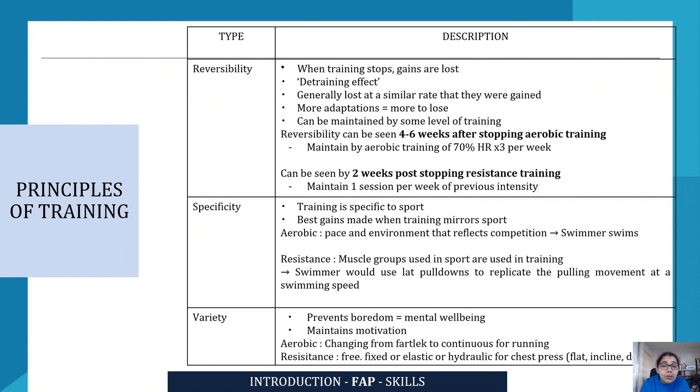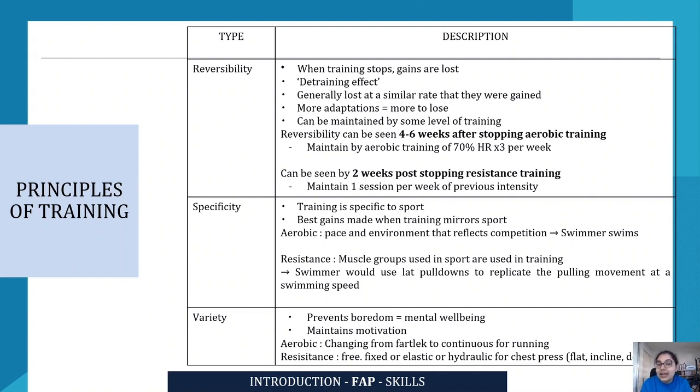With resistance training, we want to focus on developing the muscle groups that are used in the sport. Obviously you want overall body fitness, but you are still placing emphasis on the muscles you use in the sport. So a swimmer would use lat pull downs to replicate the pulling movement at swimming speed.